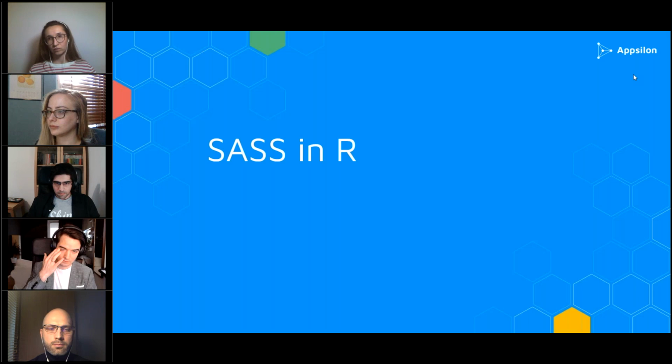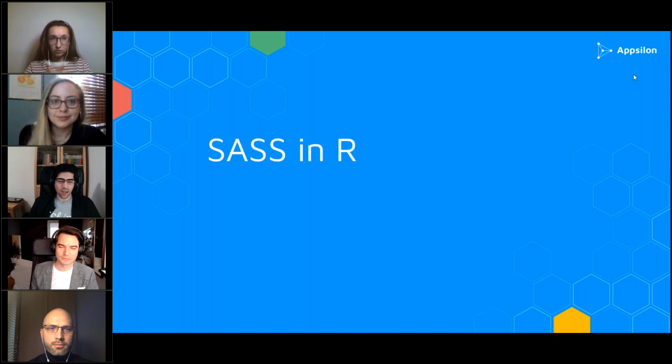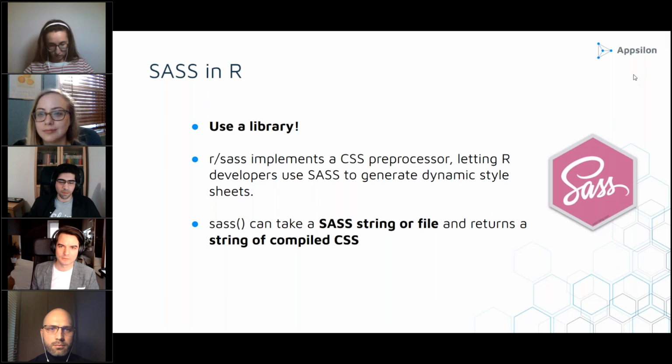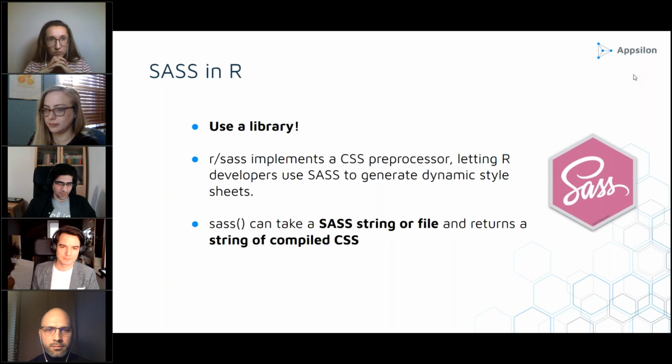So that was a small introduction of SASS, a very crash-course kind of thing, but hopefully it shows you some of the advantages that you actually have. So how do you actually use this with R? The best way is, of course, to use a library, and RStudio was kind enough to create a really nice package for us. So you can use the sass package to not have to worry about all the pre-processing. You just need to write code.